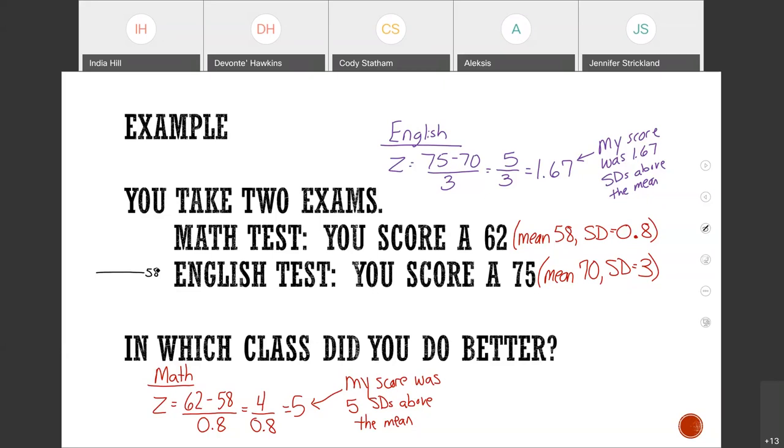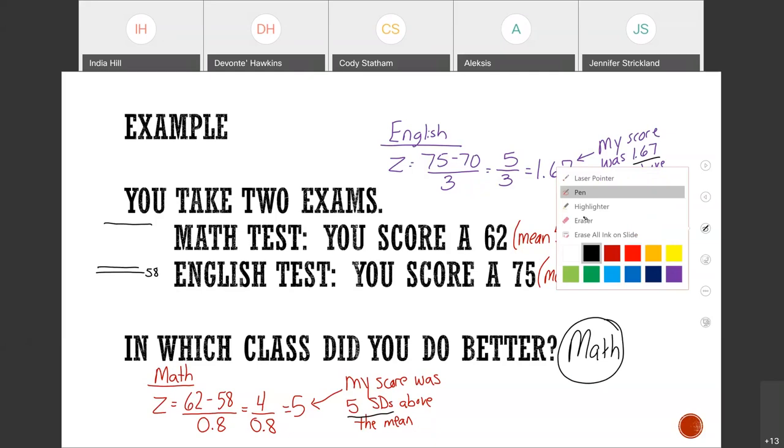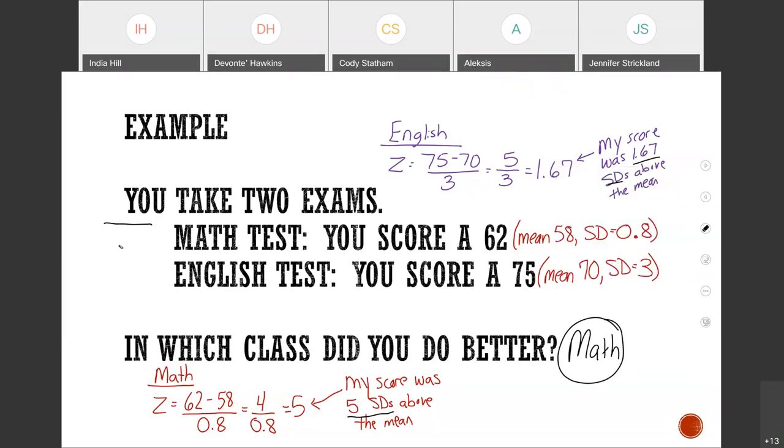Do you want to be a little bit above it, or do you want to be a lot above it? What's better? A lot above it, right? If you're going to be above the average, you want to be as high above the average as possible. So do you want to be 5 standard deviations above or 1.67 standard deviations above? Which is better? The five, right? Because it is the highest standard deviations from the mean. So I would say that I did better in the math class because my position is higher in that class.